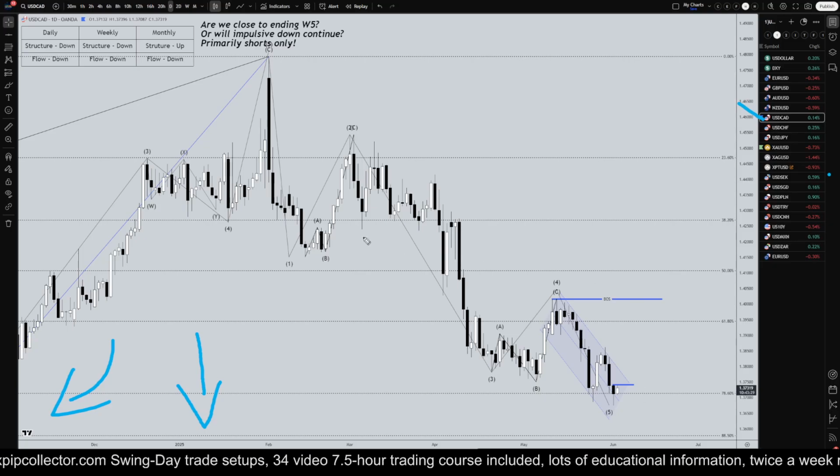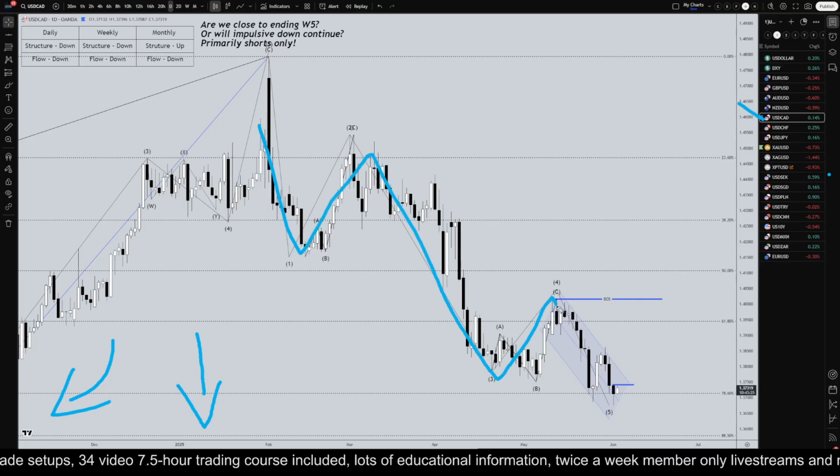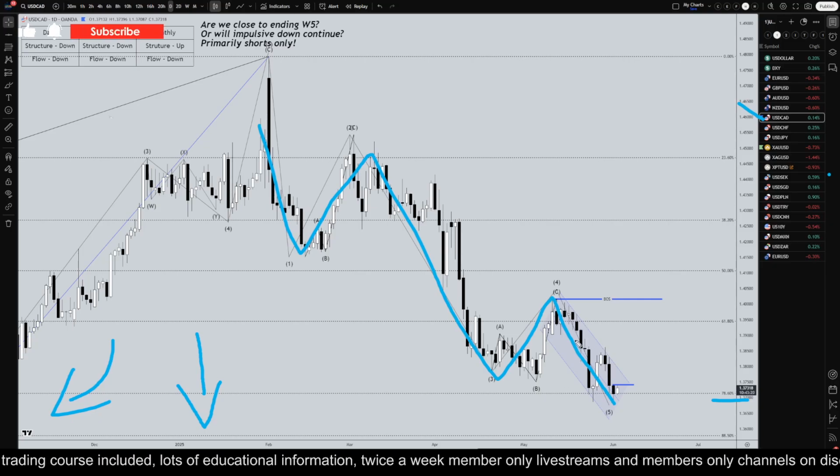So anyways, the US dollar CAD definitely does have that five-wave pattern look. I mean, it definitely has a 1, 2, 3, 4, 5 look to it. We are sitting at the 78%, so it does have a lot of reason to think that maybe we will get a big bounce right here.